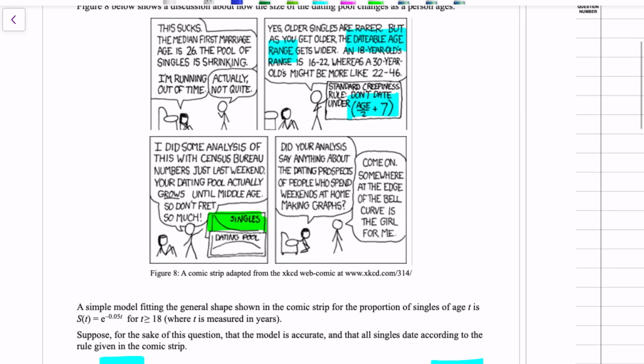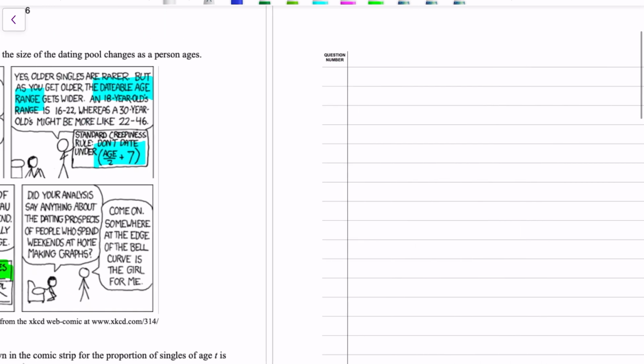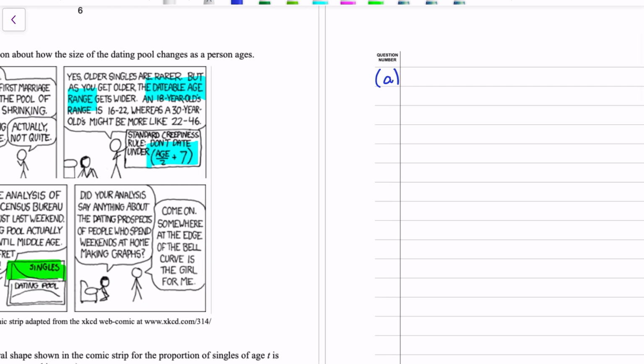The first thing you can do to get your head around part A is to make a little table. And it's kind of given to us as a hint in the comic itself, when it uses a range of 16 to 22 for an 18-year-old. So for example, if I said t being the age in years of a certain person, and I said that was 18, then we've got the rule don't date under half your age plus 7. So the lower limit for that is half your age plus 7. Half of 18 is 9, 9 plus 7 is 16.